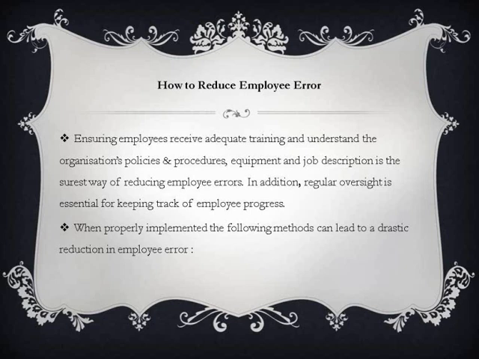How to reduce employee error. Ensuring employees receive adequate training and understand the organization's policies and procedures, equipment and job description is the surest way of reducing employee errors. In addition, regular oversight is essential for keeping track of employee progress. When properly implemented, the following methods can lead to a drastic reduction in employee error.